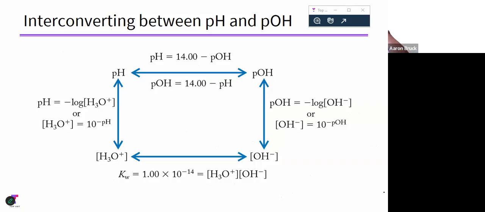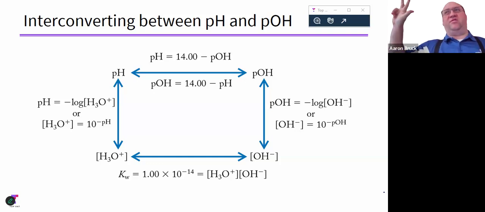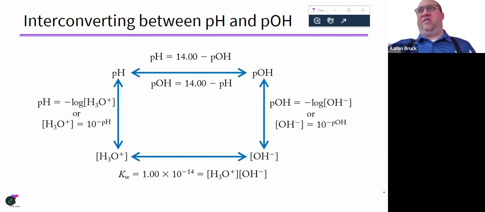So let me introduce you to something called the calculation box. When it comes to describing acid-base solutions, there are generally 4 things that we can use to describe any solution. We can describe a solution in terms of its pH, its pOH, its hydronium concentration, and its hydroxide concentration. And what this box does is it allows us to show how we can interconvert between any one of those calculations and the other.